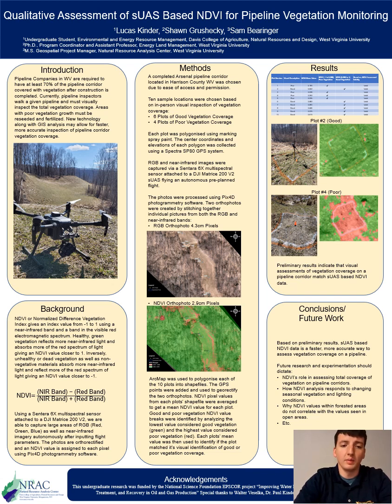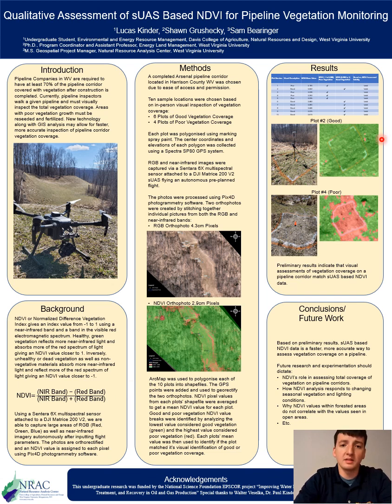A little background. NDVI, or Normalized Difference Vegetation Index, gives an index value from -1 to 1 using the near-infrared band and a band in the visible red spectrum. Healthy green vegetation reflects more near-infrared light and absorbs more of the red spectrum of light, giving an NDVI value closer to 1. Inversely, unhealthy or dead vegetation as well as non-vegetative materials absorb more near-infrared light and reflect more of the red spectrum of light, giving an NDVI value closer to -1. And this is the NDVI equation using the red and near-infrared bands.